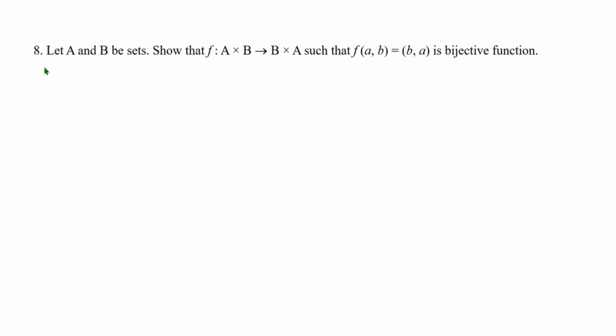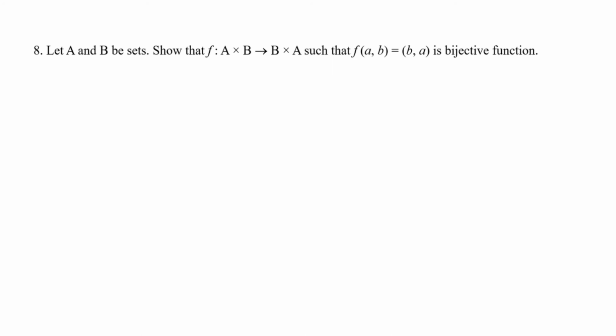Next question, let A and B be sets. Show that the function f from A × B to B × A such that f(a, b) = (b, a) is a bijective function. So it is given that f is a function from the cross product of the sets A and B to the cross product of B and A such that f of the ordered pair (a, b) is equal to the ordered pair (b, a). We have to show that f is one-to-one and onto.